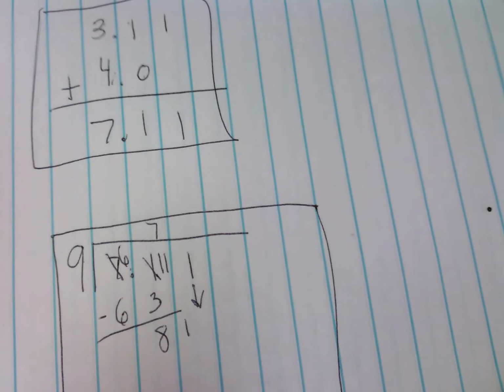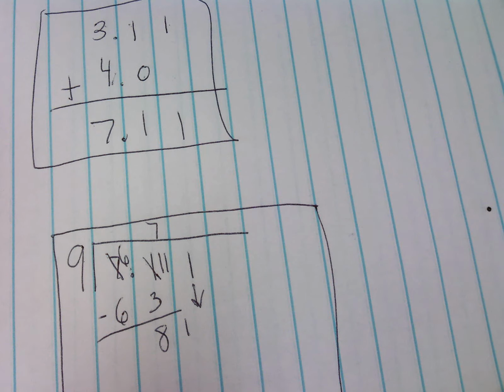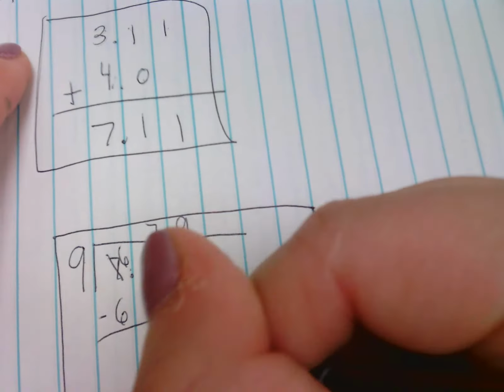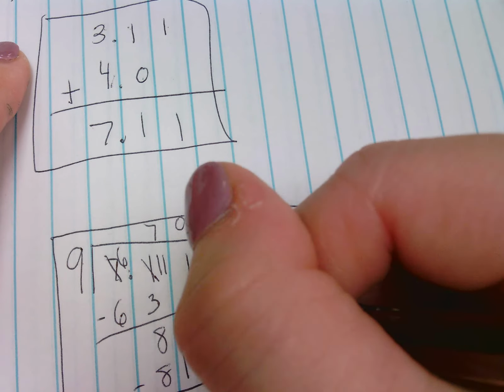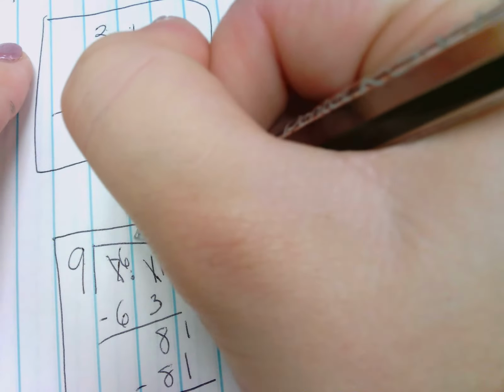81 divided by 9. So let's see if it goes in evenly, which it does, because 9 times 9 equals 81. So this would be 1 minus 1 equals 0. 8 minus 8 equals 0. So my answer would be 0.79. I'd like you to go ahead and do number 15 on your own.